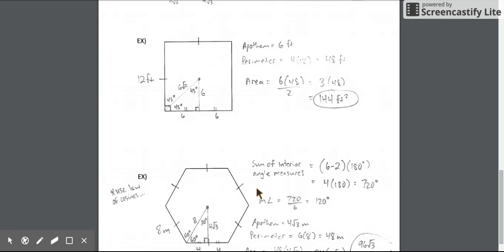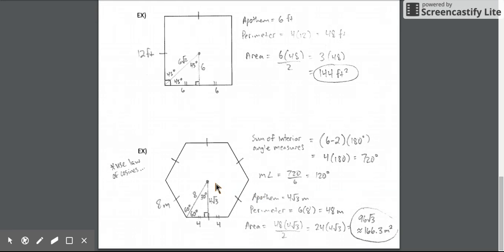All right, since we got a little bit extra time, we'll do this last example. We now have a 6-sided shape or a hexagon. We can do the exact same thing. If we know the side length, for instance, here we're given 8 meters. We can draw our apothem and bisect that side length into 4 meters.